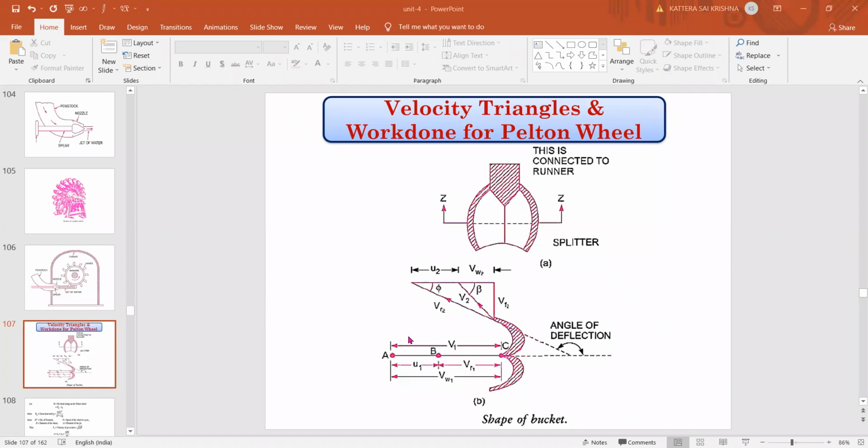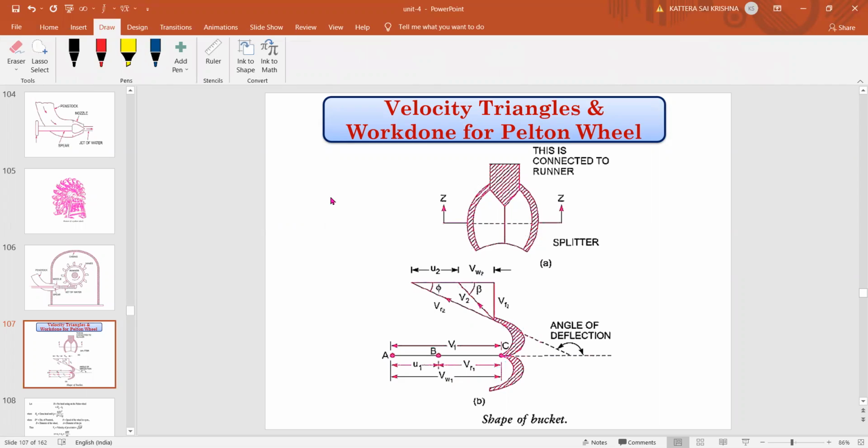So this is our velocity triangle diagram for your Pelton turbine or Pelton wheel. In problems, you will be given the angle of deflection here. So this is the angle of deflection. What is the angle? Suppose this is the deflection angle given to us, and assume this is x. What will be the angle here?